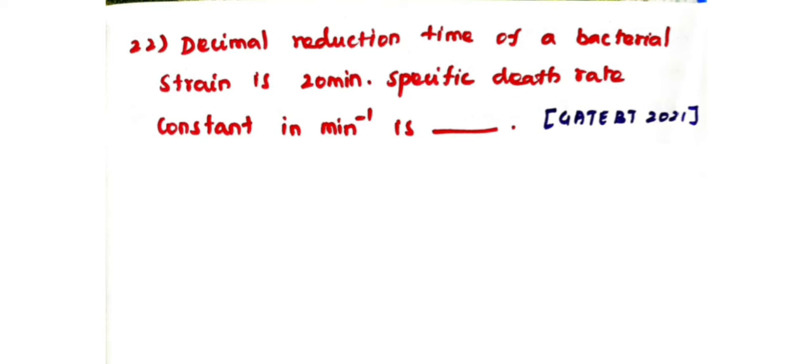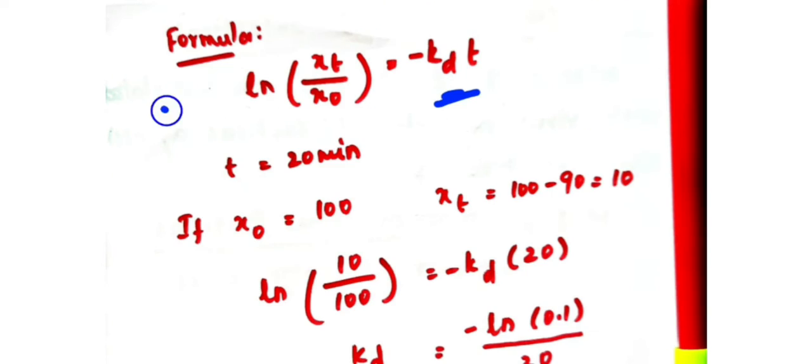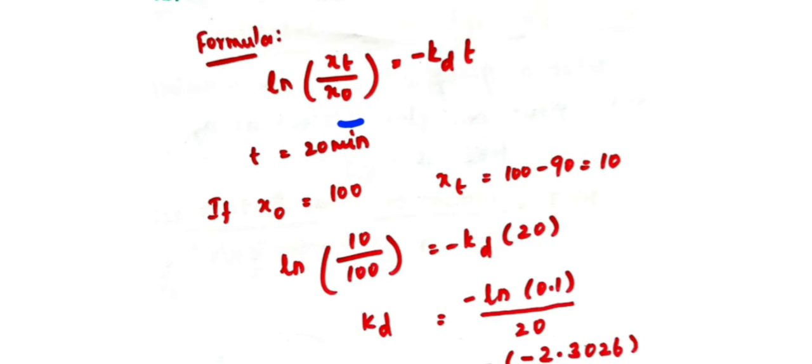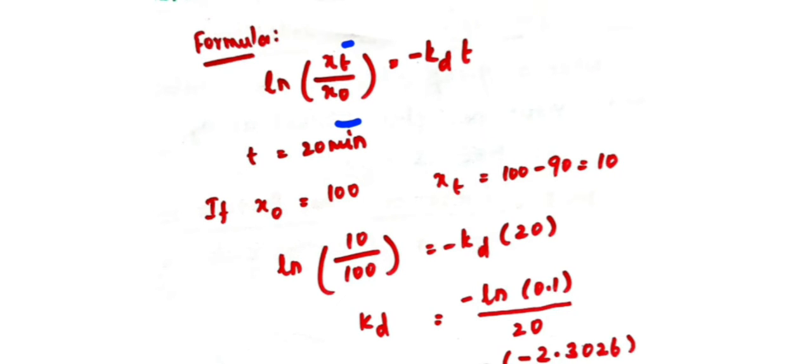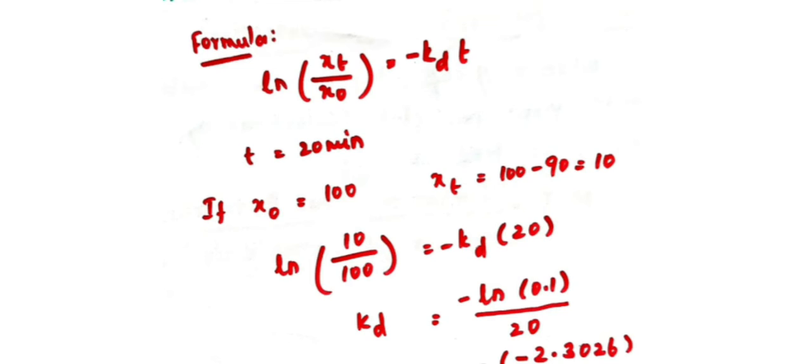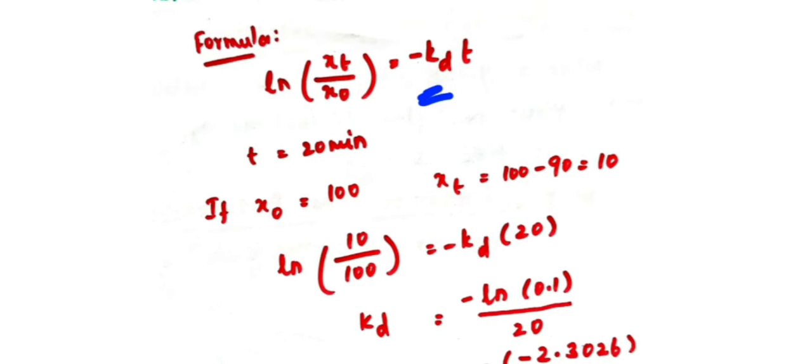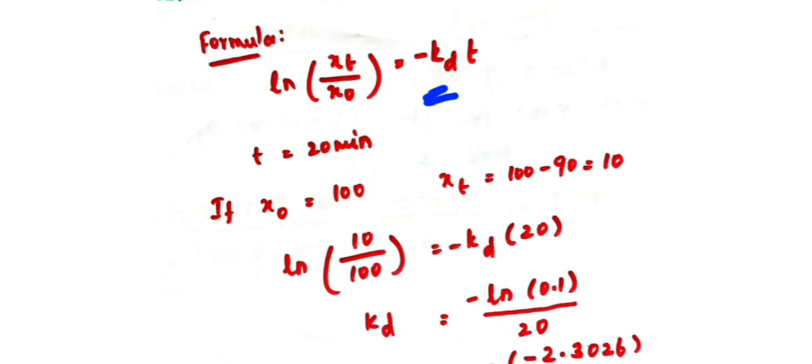So specific death rate constant can be calculated by using this formula, that is ln of xt divided by x naught is equal to minus kd into t. X naught is initial population and xt is number of population at time t, kd is specific death rate and t is time. So here the negative sign indicates there will be a decrease in the number of microbial population.